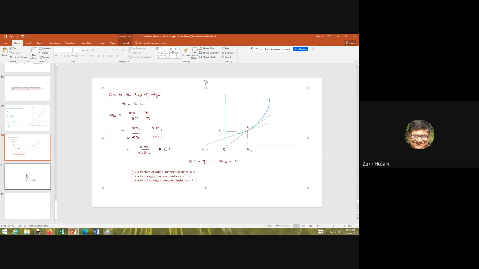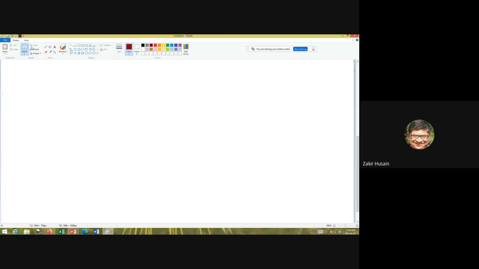Okay? I'm ending by just asking you one question. I have used price consumption curves. But we can also have income consumption curves where the price ratios remain the same. So that means we are moving the budget line parallelly. So this is the income consumption curve.